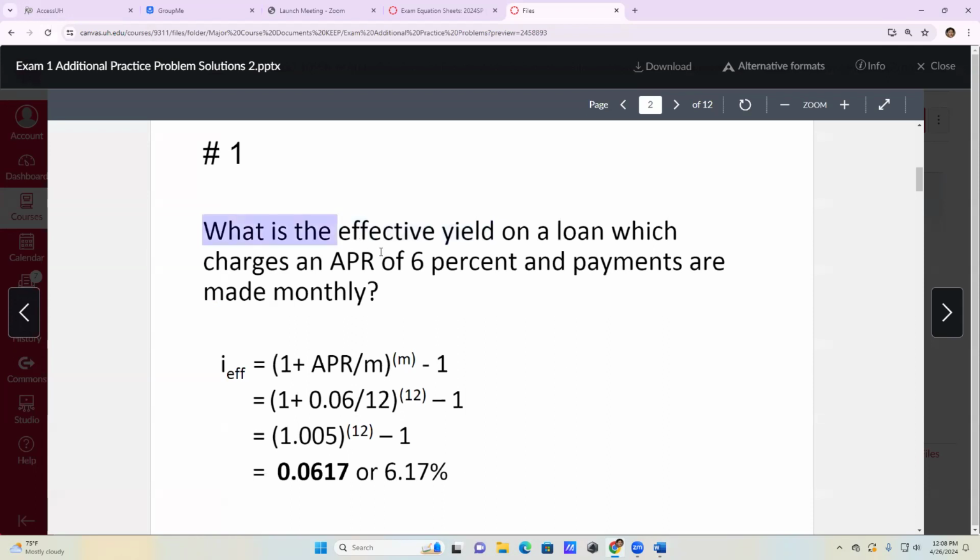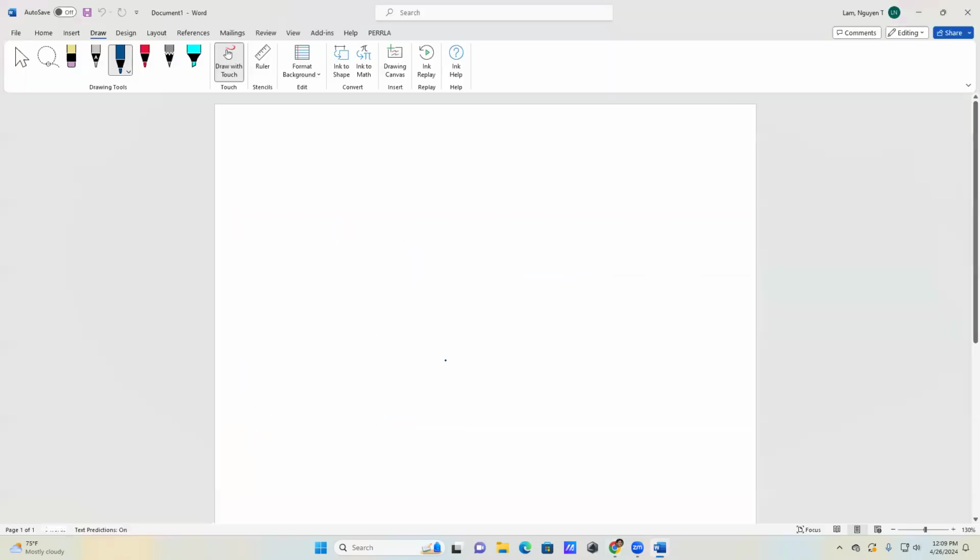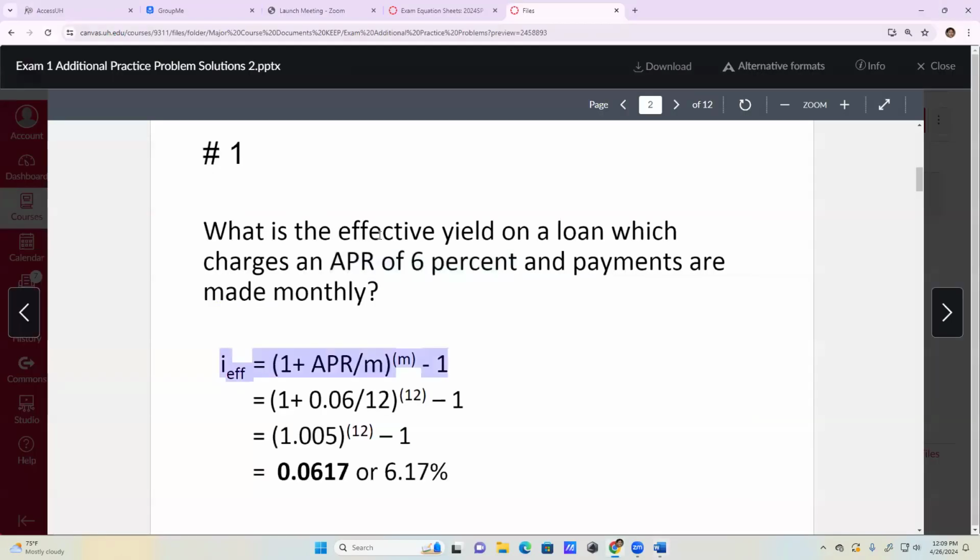All right, so expect something that asks for effective yield. This question 1 asks, what is effective yield if the loan charged an APR of 6% and payments are made monthly? So why effective yield? APR is the interest rate for the whole year. However, it's not effective yield. And this is the equation to find the effective yield. Let me write it for you guys.